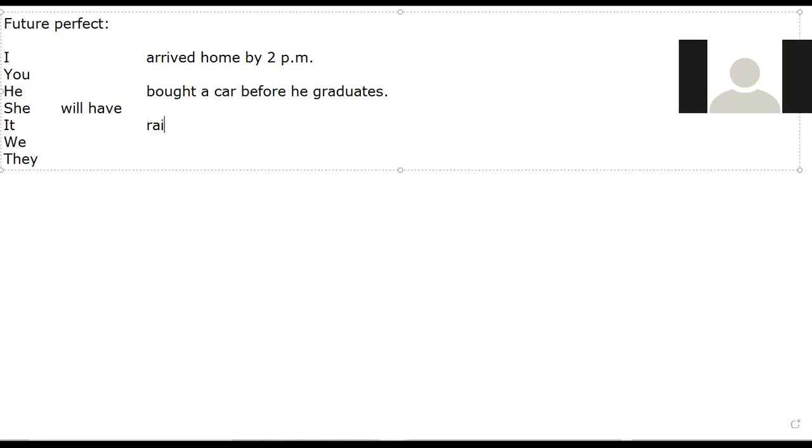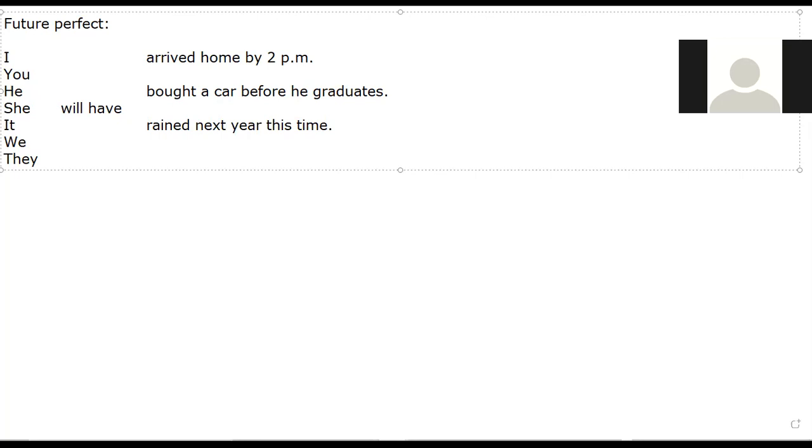It will have rained next year. Yeah, for example. It will have rained next year this time. For example.